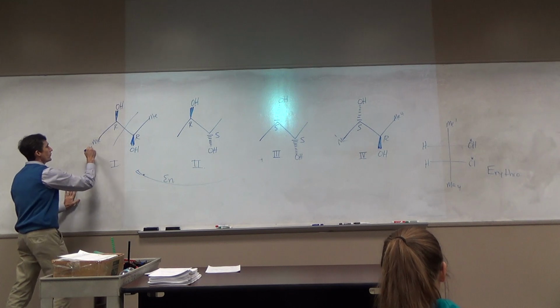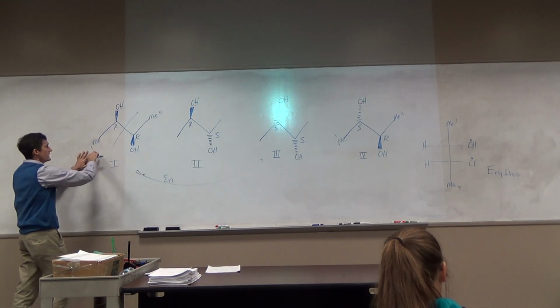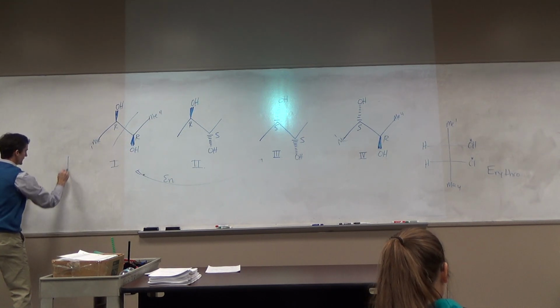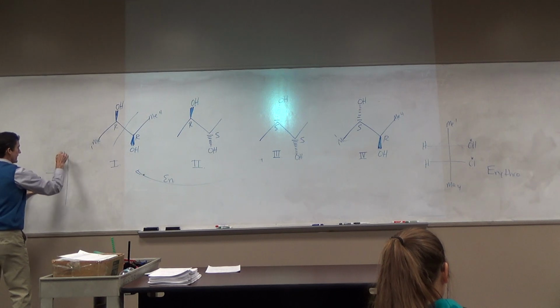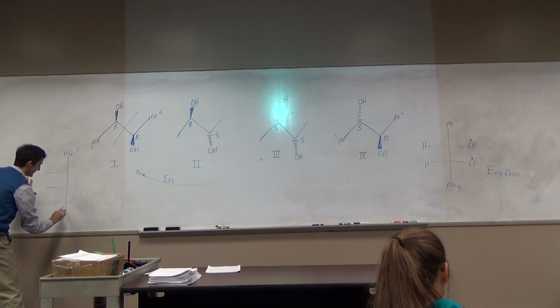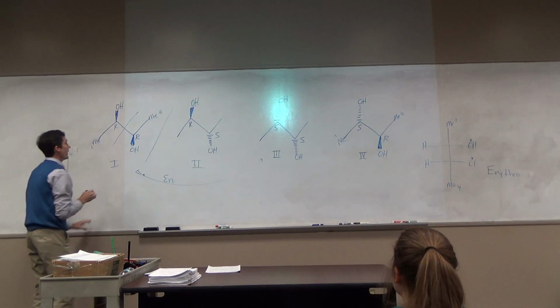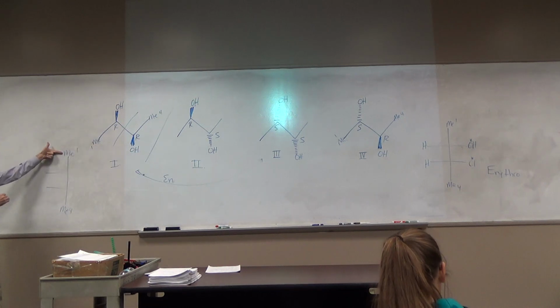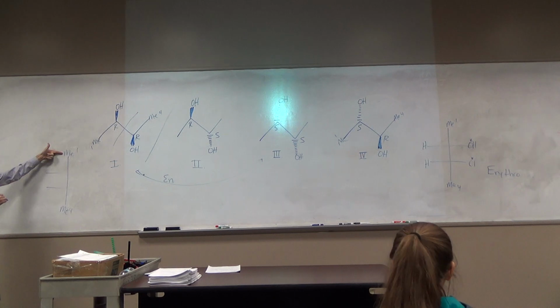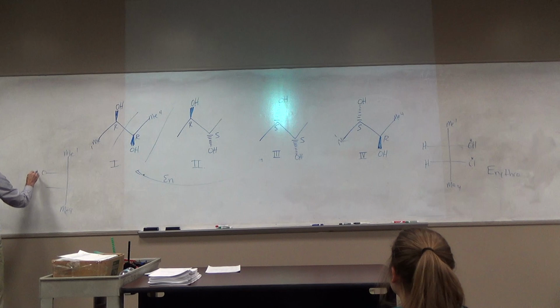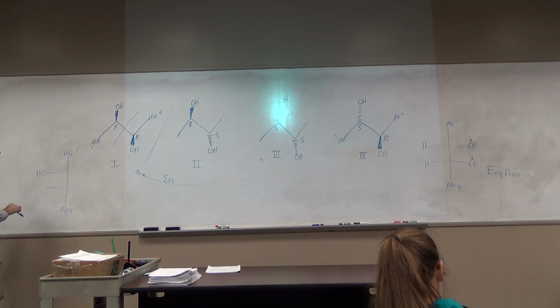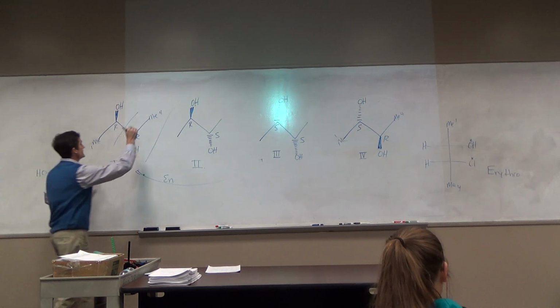Fischer projection. Let's call this methyl 1 and that methyl 4. So this one's at the top. Methyl 1 at the top, methyl 4 at the bottom. That means 4 is by the ground. That means here's the ground. Okay? With methyl 1 going away, what side is the OH on? Left. Correct. Because for the methyl to be going away, I need to be standing over here.